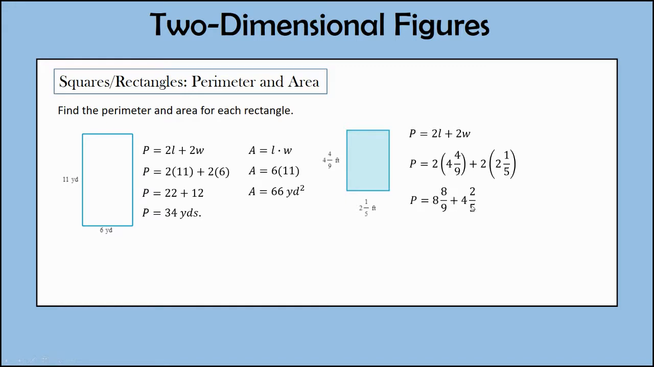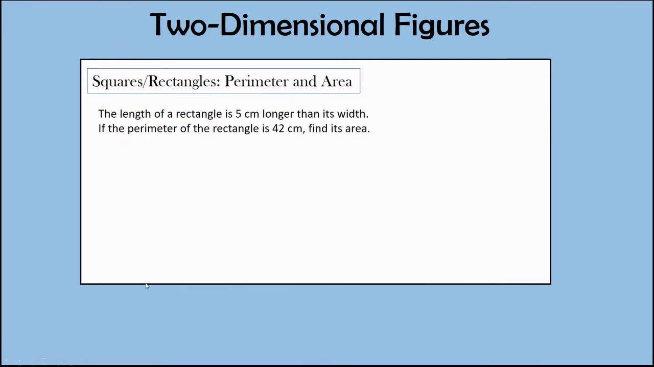Now we have to add these together. Remember, to add fractions, you have to get common denominators. So this 8/9 became 40/45ths. This 2/5 became 18/45ths. Now we can add things together and simplify. We wind up with 13 and 13/45ths feet for perimeter. Area, length times width. So it's 4 4/9 times 2 1/5. And that's going to be 9 7/8 feet squared. So pretty straightforward stuff there.